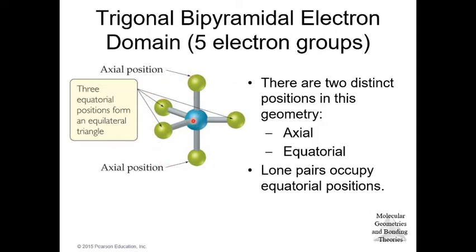There are 2 distinct positions with this geometry. You've got the equatorial position, where you've got these 3 in one plane here with the 120-degree bond angles. Then you have the axial position, where these 3 are in a line. Okay, they're different types of positions. These form a line, and these 3 here form a triangle. This is called the equatorial positions. These are the axial. Okay. If we have lone pair electrons as one of the electron groups, they're going to take an equatorial position, and that will influence the shape.